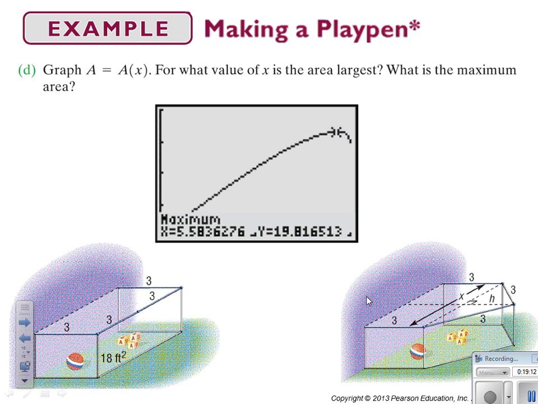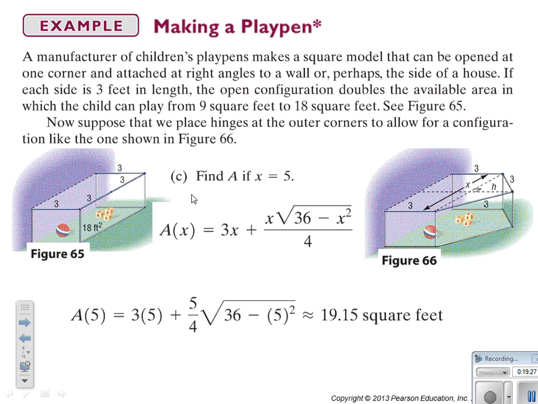Just to remind you, we're putting in our equation for A, so that's 3x plus x times the square root of 36 minus x squared, all divided by 4. Make sure you have parentheses around the numerator here, so when you divide by 4, it's this entire item divided by 4, because it'll change your value if you don't.